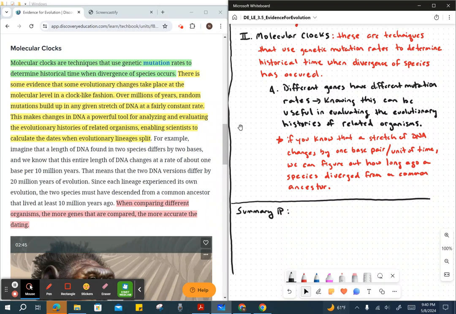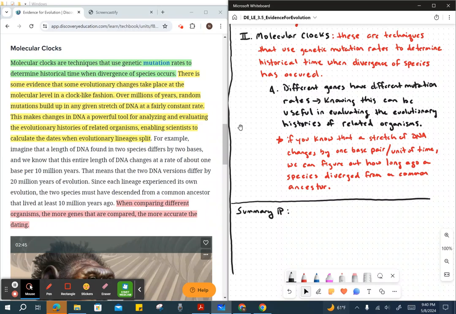You have a lot of genes on a chromosome, and all those genes have different mutation rates. You know, they don't stay perfect forever. They tend to mutate. And sometimes they have a fast mutation rate, sometimes they have a slow mutation rate. For example, if you have a mutation rate of one base per million years, if you have two mutations that have occurred, then you can infer that 2 million years have passed since a common ancestor.